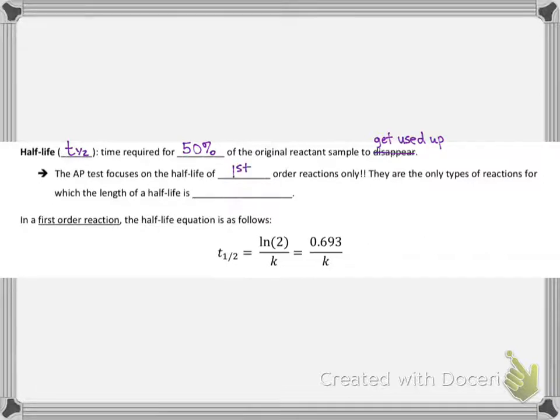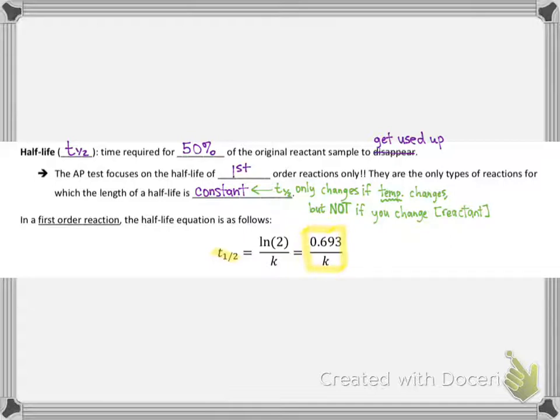That's honestly because they are simpler. They are the only ones where the length of the half-life is constant regardless of the initial concentration. But I should be specific here. It's constant at a given temperature. So half-life will change if you change the temperature, but it won't change if you change the concentration of reactants. And so the only equation we're going to need to worry about as far as AP is concerned is that the half-life, or t1/2, that's what half-life is, equals 0.693 divided by k, the rate constant.